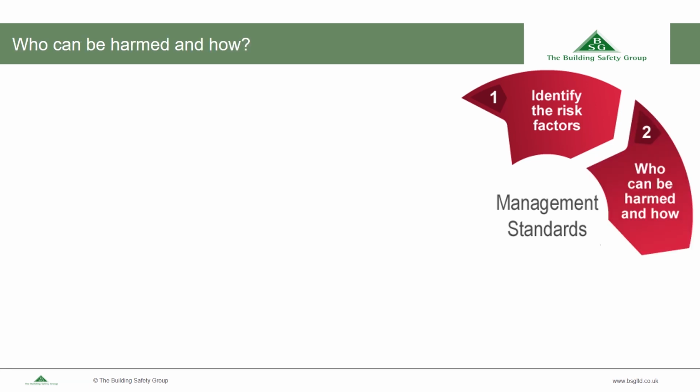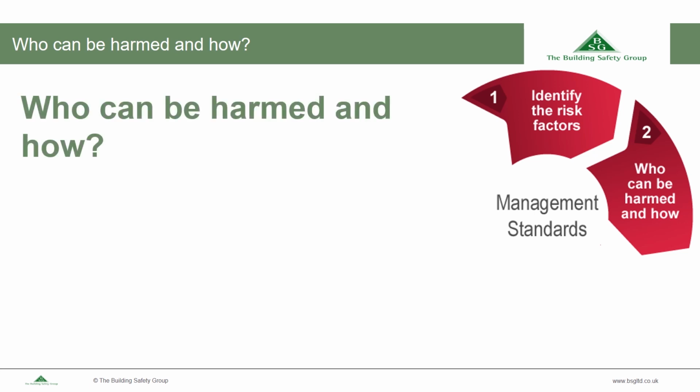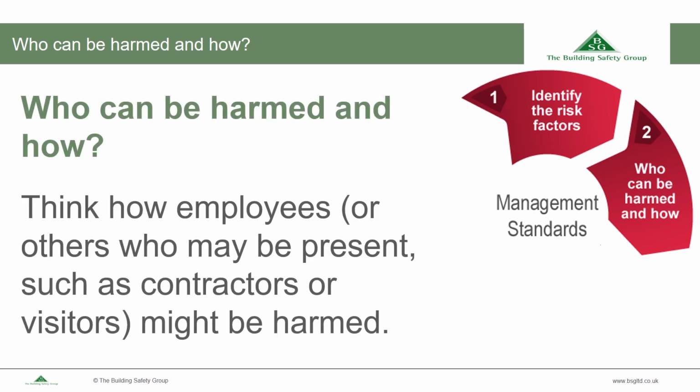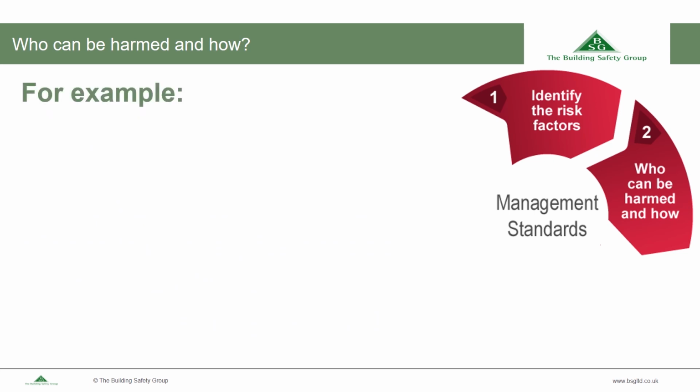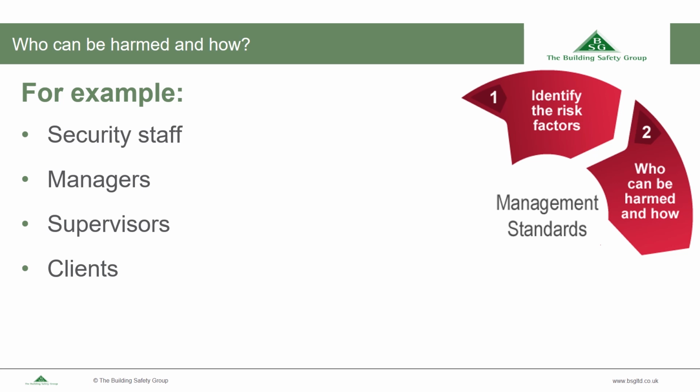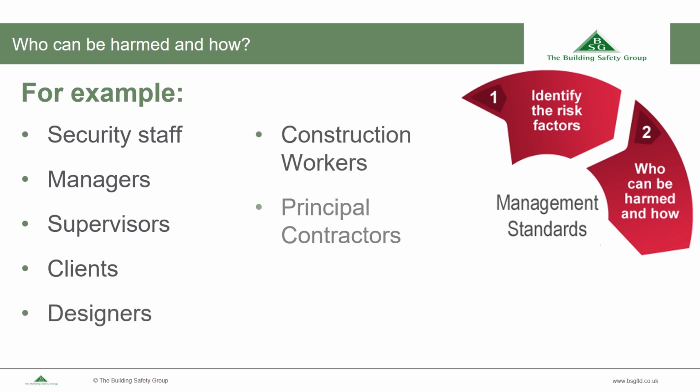So step 2, who might be harmed? Think how employees or others who may be present, such as contractors or visitors, could be harmed. It needs to be clear who might be harmed by each hazard, which will also help you identify the best way of controlling the risk. That doesn't mean listing everyone by name, but rather identifying groups of people. Examples can include security staff, managers, supervisors, clients, designers, construction workers, principal contractors, visitors, and the general public.